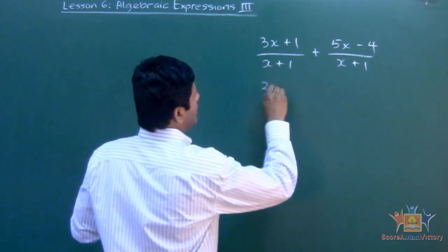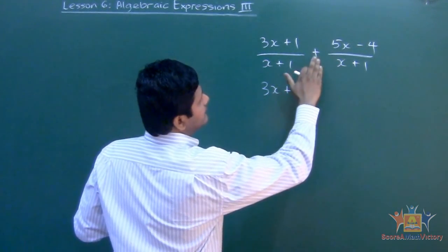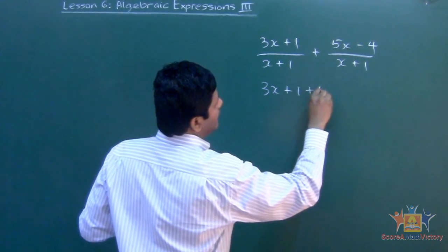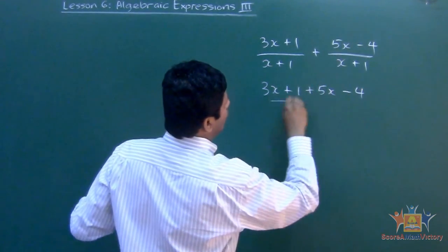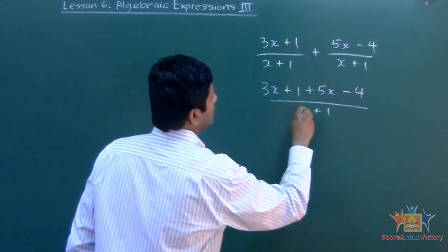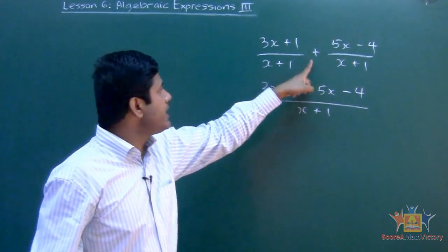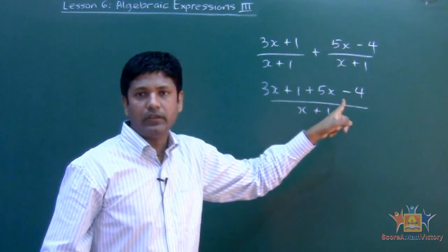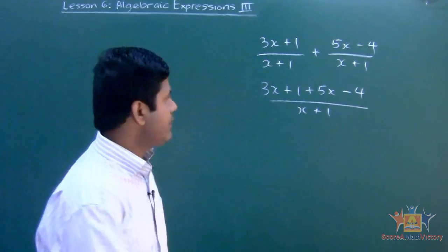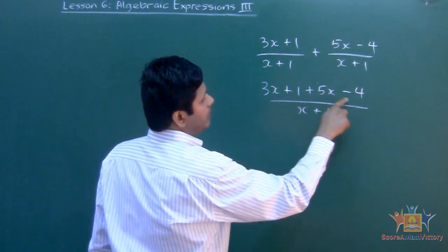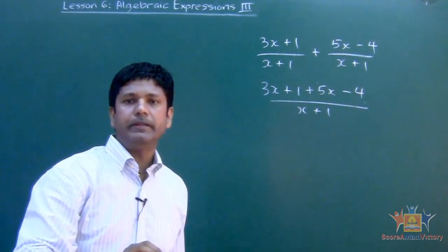So I can put 3x plus 2. Since it's a plus, you can just start right away, plus 5x minus 4 over x plus 1. See that? Only if it's a minus, you cannot write like this. Make sure you make a bracket, because even if I put a bracket right now, when I open it, it will still stay the same. Alright?